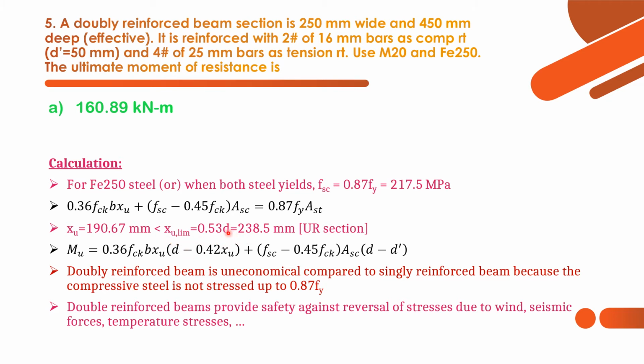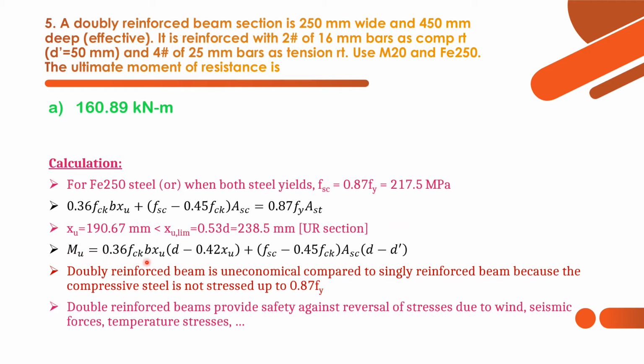We know what the D value is. Effective depth is 450. 450 into 0.53 is 238.5 mm. So the actual XU value is less than the limiting XU value. That means the section is under reinforced, then we can proceed with the calculation of Mu, that is the ultimate moment of resistance.